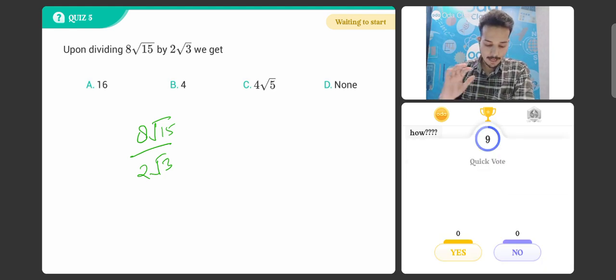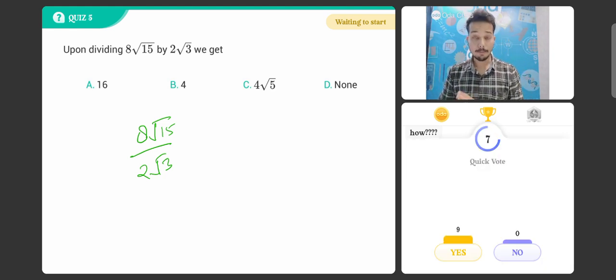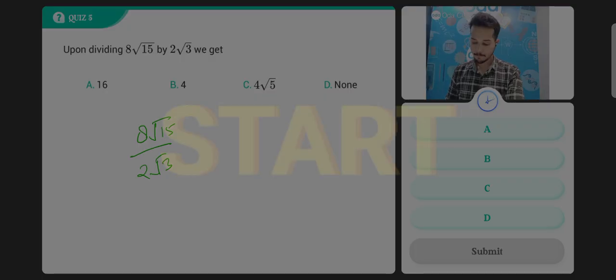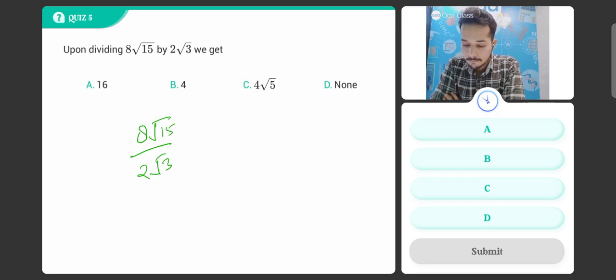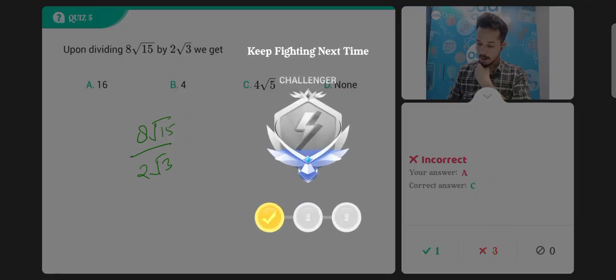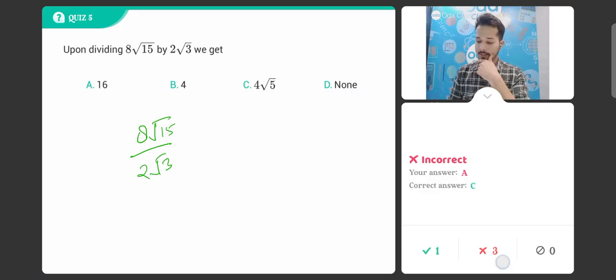Do you all have the answer? Give me a yes or no, then I will play the poll. I'll play the quiz. There will be 4 options. You have to click on one of them and then click on submit. You have to click on submit also, okay? Give the answer, students. Last 10 seconds are left. Good job. You guys are improving a little.